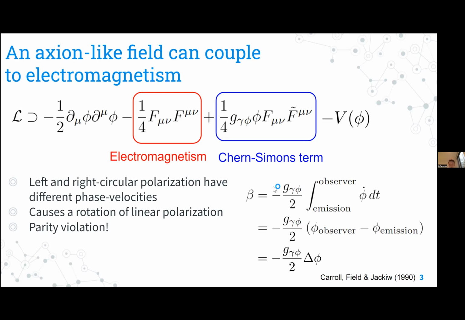You can see that written in this equation, where beta is how much the polarization of light rotates as it propagates through space. That's given by this coupling constant times how much the field moves from when it's emitted to when it's observed today. So it only depends on how much the field phi changes. And this is also a parity violating effect. It would be very interesting to observe something like this because we don't have many parity violating effects in physics right now. We have the weak nuclear force.